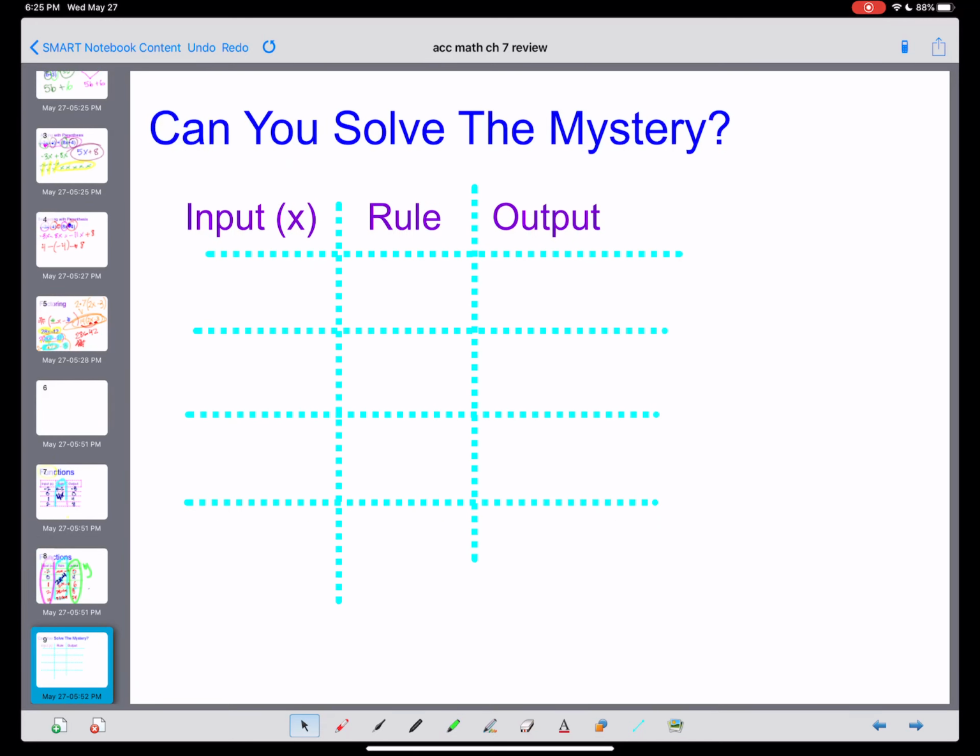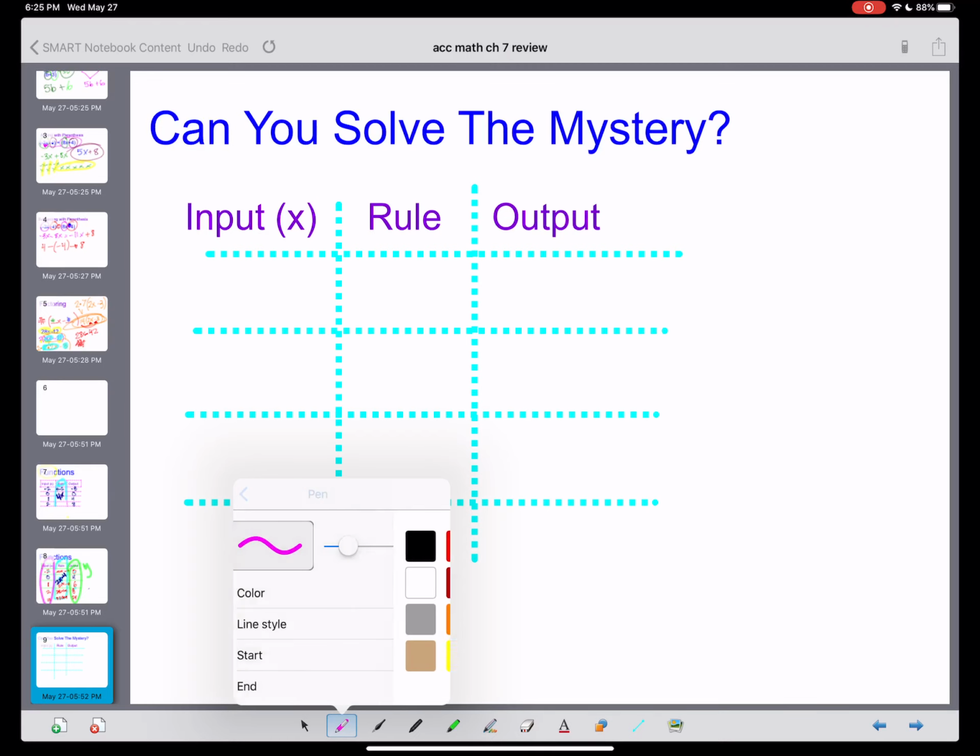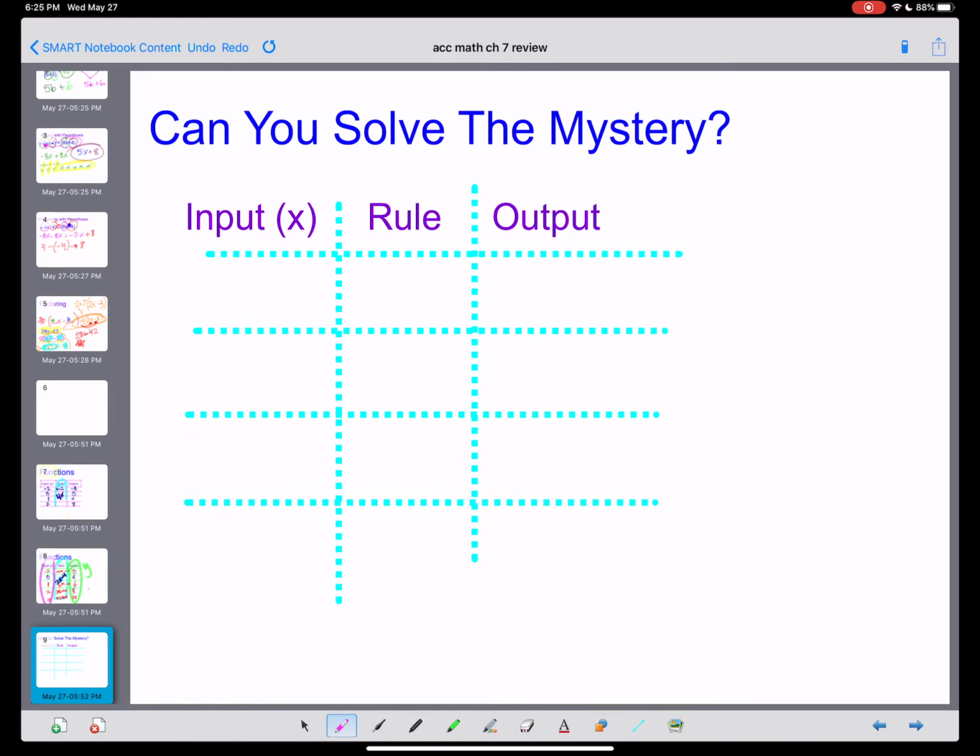The next type of problem that I want to show you is when you have an input and an output, but you don't know what the rule is. So an example would be, let's say I have an input of 0 and an output of 3.